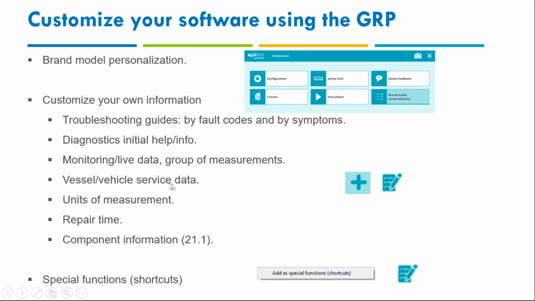Also vehicle service data. For the maintenance data, you can create your own information. You will always see that blue plus. Then units of measurement, you can also customize this, the repair times, and in our next versions, the component information. This is very important because one of the key selling points of Jaltest, and why we compete at another level, is that it's not just diagnostics, it's all these additional features, the management tool, customer support, and we'll be able to customize all the information. Everybody will access this and will be more efficient.